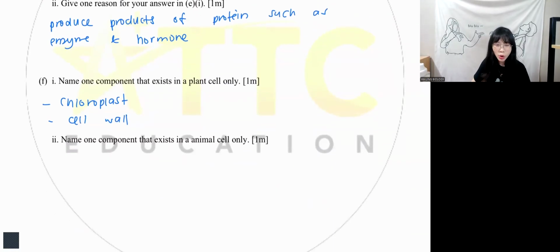Name one component that only exists in an animal cell. Only in an animal cell, your answer is centrioles. Very good, centrioles. Okay, done with this, we're going to move to question 2. Only centrioles for animal cell, yeah? Does anybody have a question to ask in question 1? Everybody okay with this?